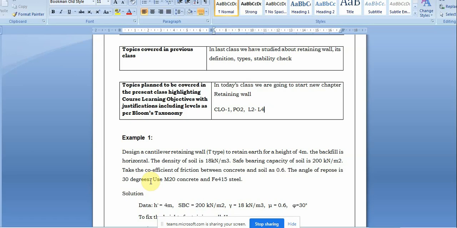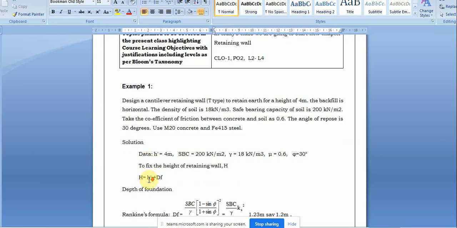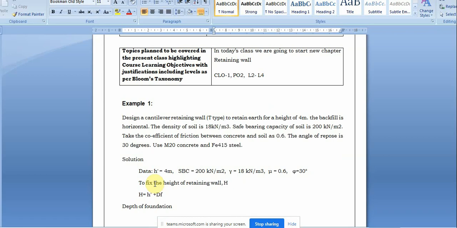Here you need to design the T-shaped retaining wall. The backfill given is 4 meters. So first write down the given data. The SBC is given as 200 kilonewton per meter square. The height of backfill is 4 meters. Density of soil is 18 kilonewton per meter cube. The coefficient of friction between the soil and the concrete is 0.6. The angle of repose is 30 degrees, that is the friction between the soil particles. Phi value is given as 30 degrees. We are using M20 grade concrete and Fe415 steel. So we note down the given data here.